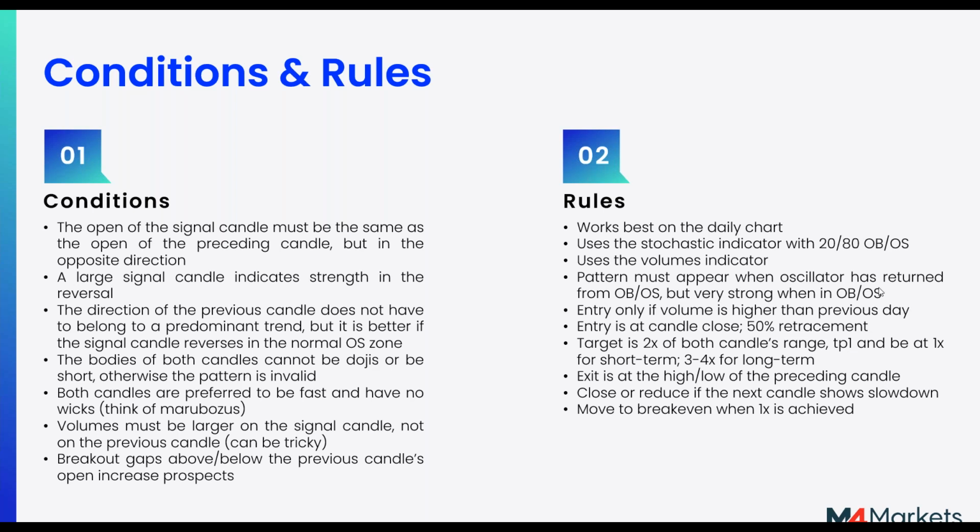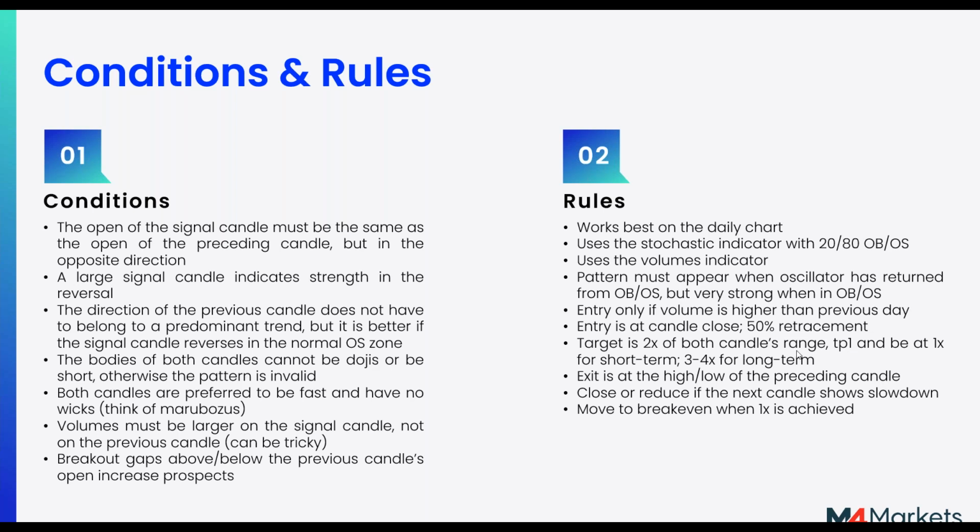The pattern must appear when the oscillator has returned from overbought or oversold, but it is very strong when it is in this territory. What that means is that the stochastic doesn't necessarily need to be overbought or oversold, but it is better if it is. Entry volume is higher than the previous day. Entry is a candle close, and the 50% retracement is not always going to work because you're not going to have that going down there. But this is for those who want to take the risk. I personally don't want the 50% retracement entry, because if price goes as deep as 50%, it means that I'm closing the trade.